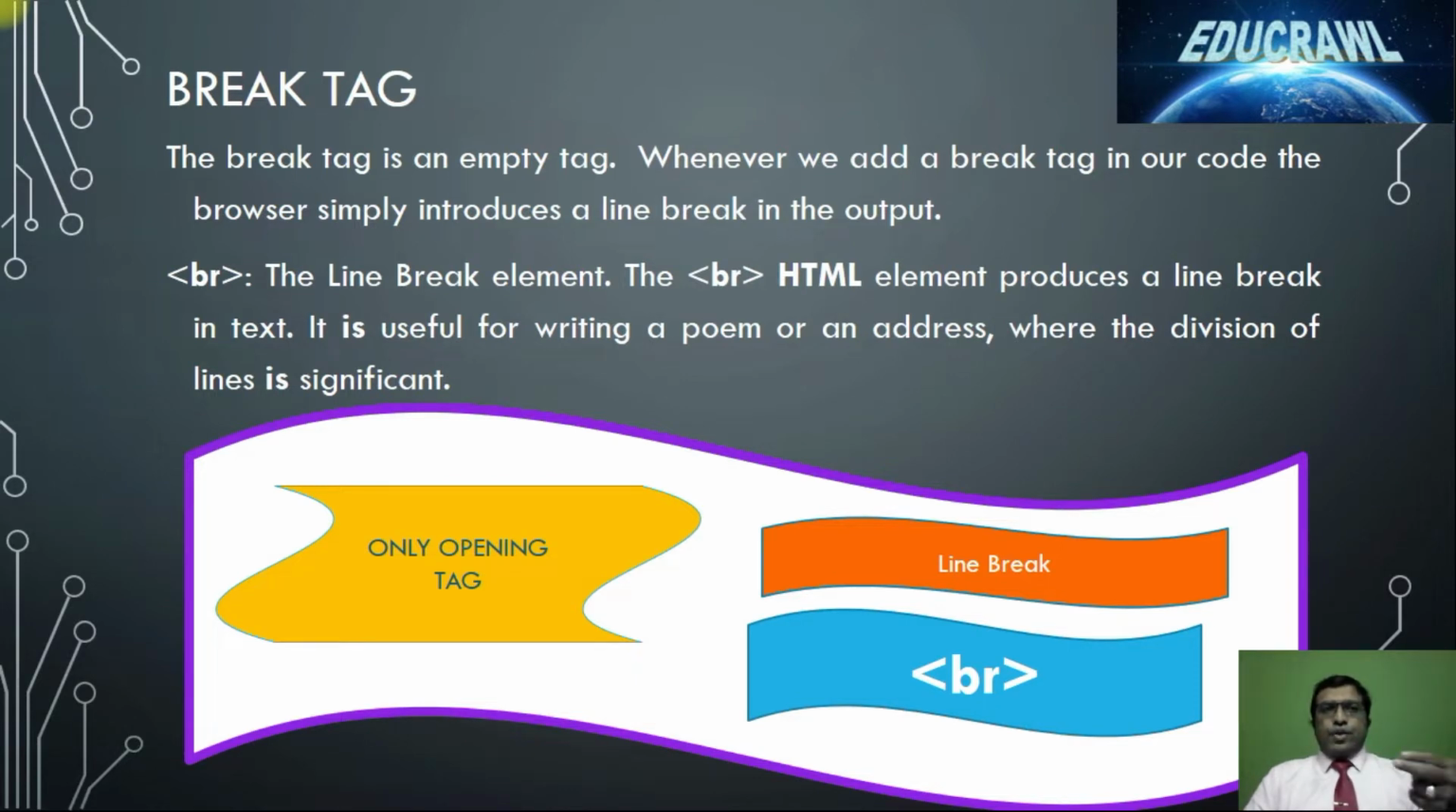The second tag what we are going to see is break tag. Break tag is an empty tag. Whenever we add a break tag in our code, the browser simply introduces a line break in the output. So the break tag is lesser than symbol, BR and greater than symbol. So the BR HTML element produces a line break in the text. It is useful for writing a poem or an address where the division of lines is very much significant. So this is one tag, break tag.